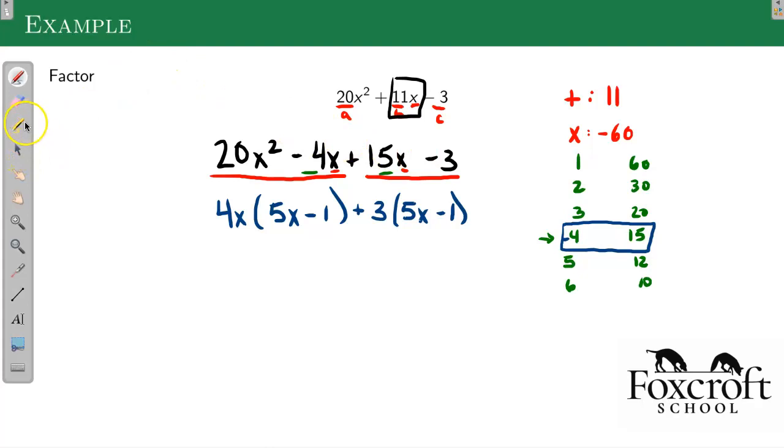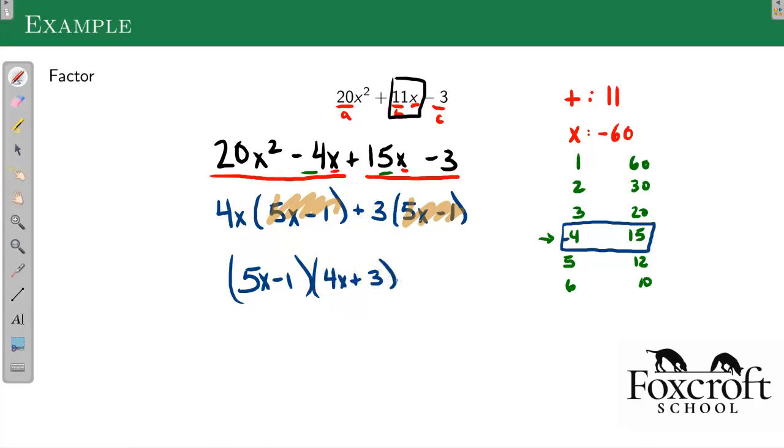Here's another time to check yourself. These two things, 5x minus 1, those have to be the same. If those are not the same, look at your work and figure out what you did wrong, because that's half your answer, that part that is the same. And the other half of your answer is the stuff you factored out, 4x plus 3.